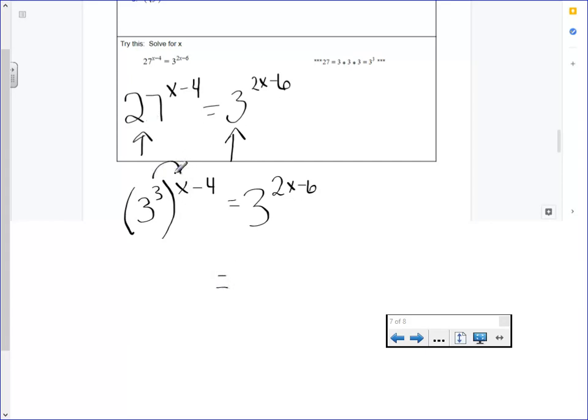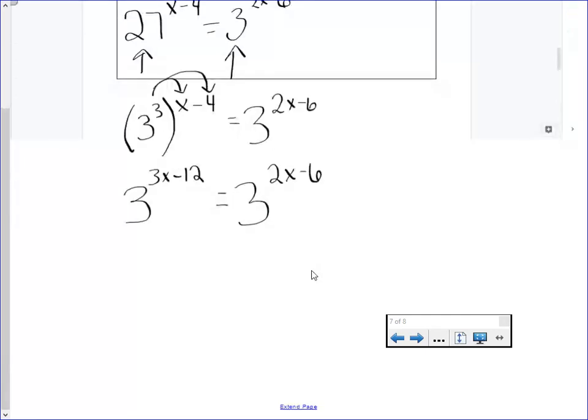We need to take 3 times x and 3 times negative 4 so that we have an exponent that is simplified. So what is 3 times x? Sorry, what is 3 times negative 4? And then the other side stays exactly the way it was. We don't have to do anything with that because it already had a base of 3. Now, this one has a base of 3. This one has a base of 3. I can drop that and just use my exponents. So 3x minus 12 equals 2x minus 6.